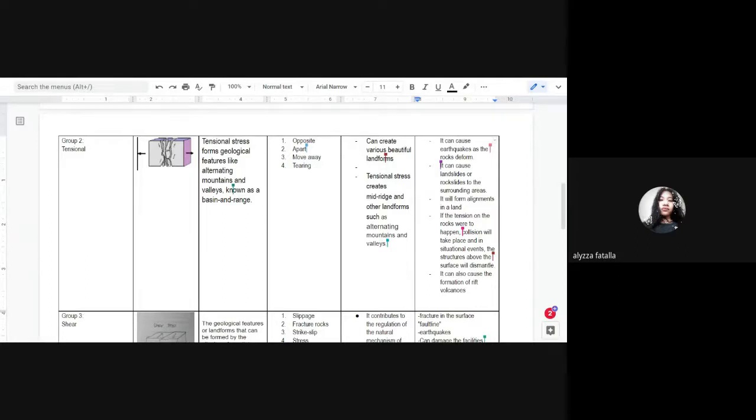It will form alignments in the land, and if the tension on the rocks were to happen, collision will take place, and in such events, the structures above the surface will dismantle. This type of stress can also cause the formation of rift volcanoes.